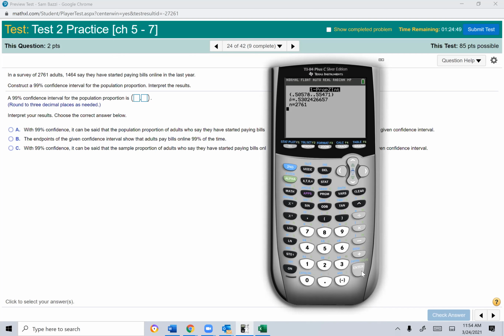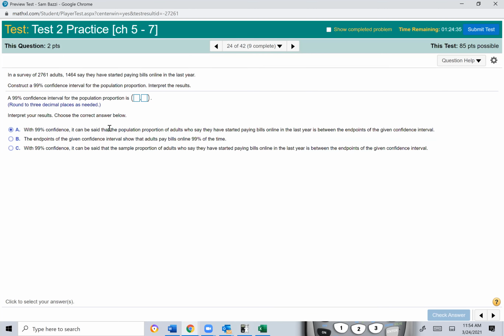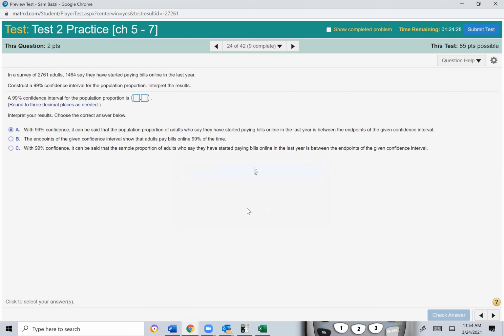With 99% confidence, it can be said that the population proportion of adults who start paying bills is between the endpoints of the interval. So it must be this. Why not C? It says sample proportion. This is all about population proportion. So it's A. Next.